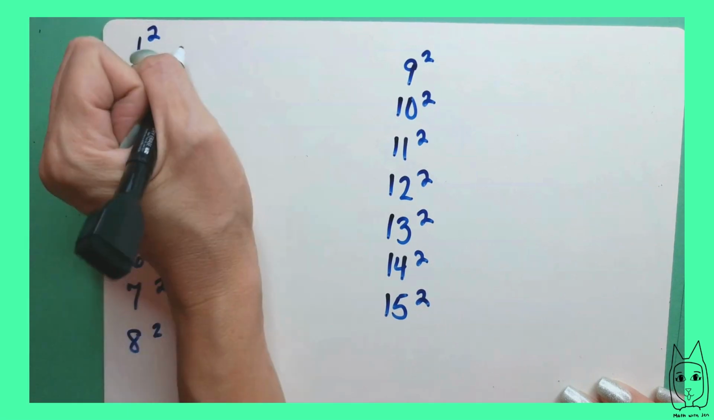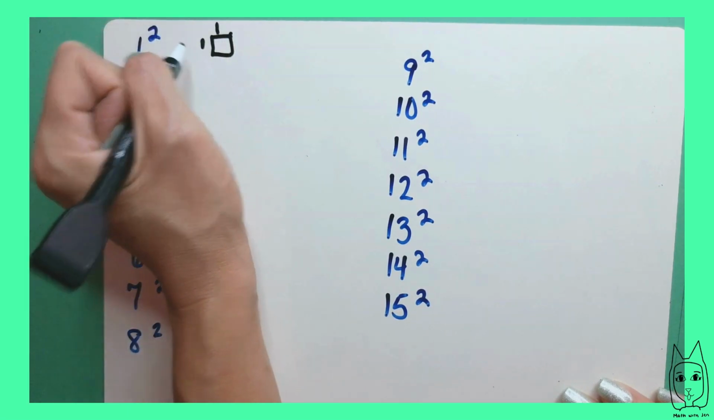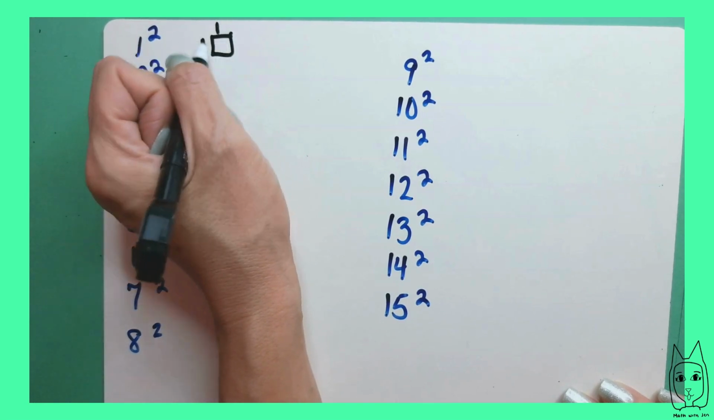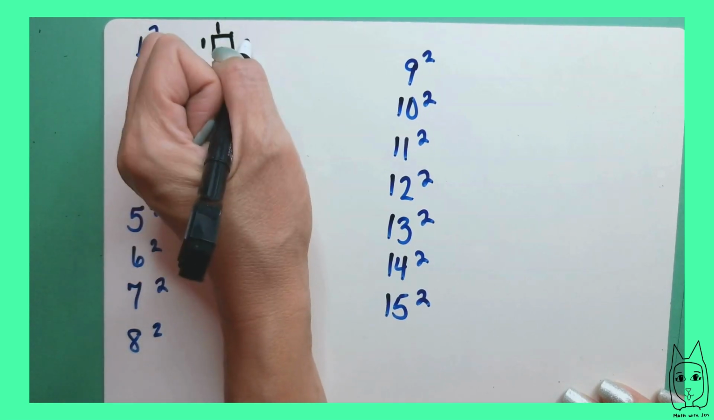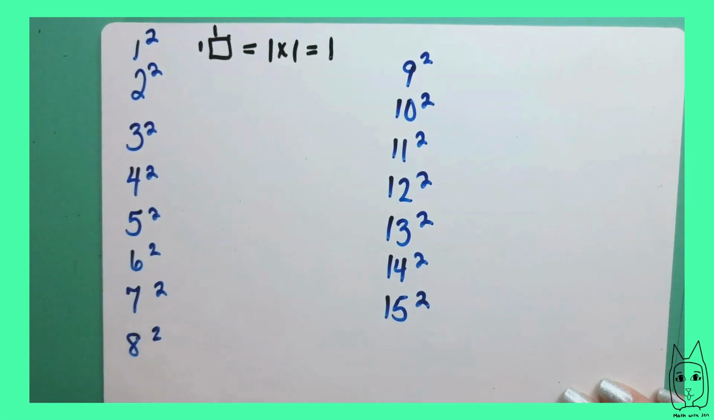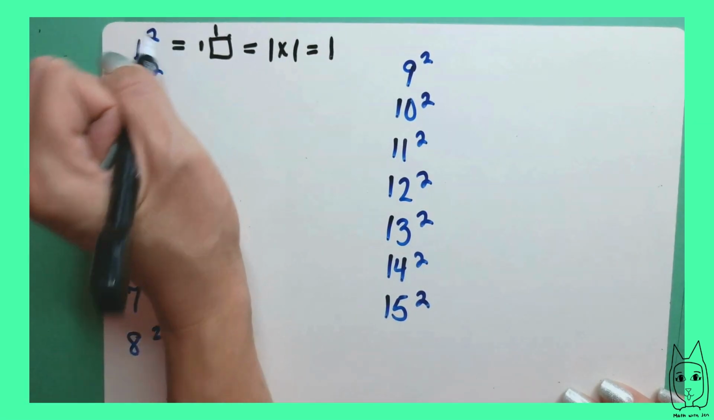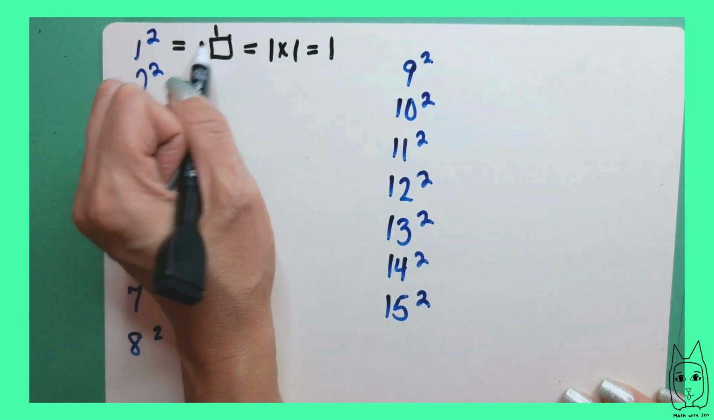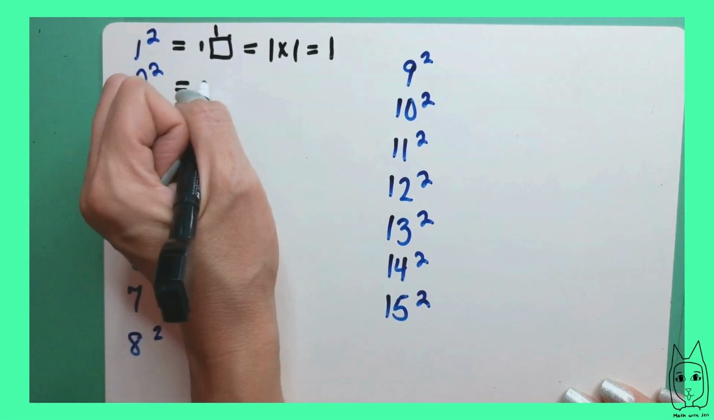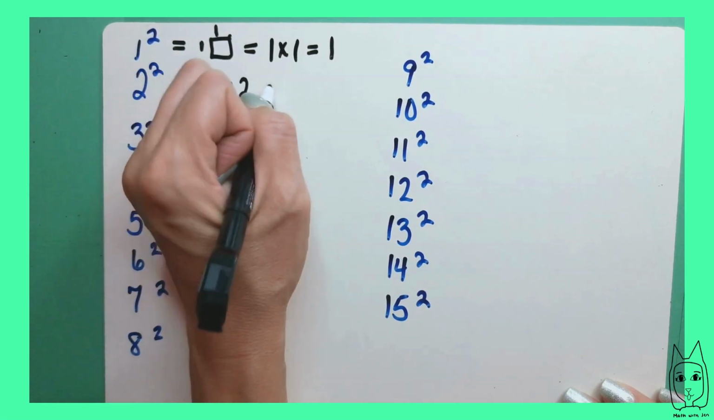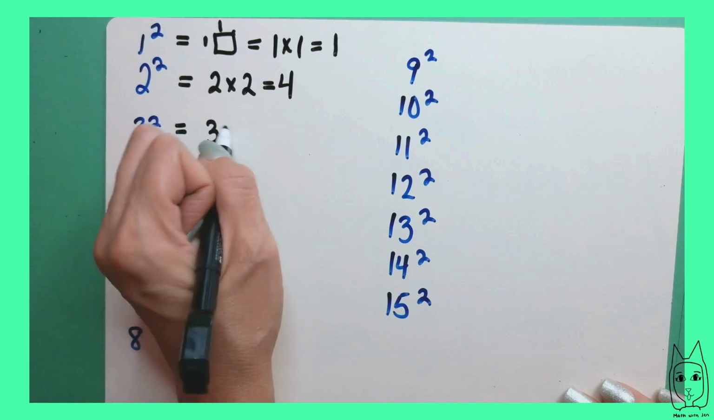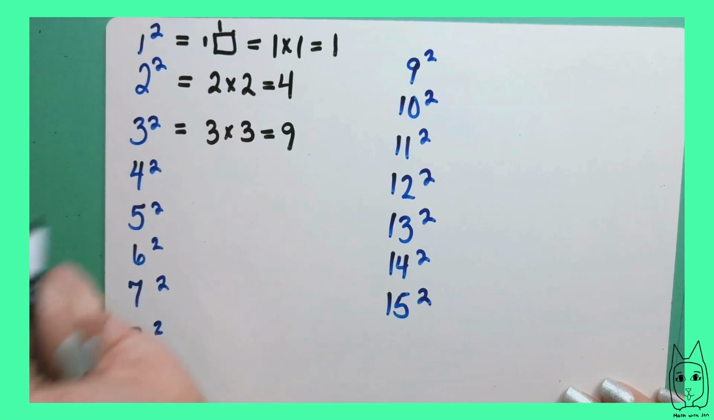1 squared would be like having a square of 1 by 1. So last year, grade 3, you learned how to find the area of a square, which is 1 times 1 gives me 1. So 1 squared is equivalent to 1. 2 squared would be like having that square and multiplying it by itself. So 2 times 2, and that gives us 4. 3 squared is 3 times 3, which is 9.